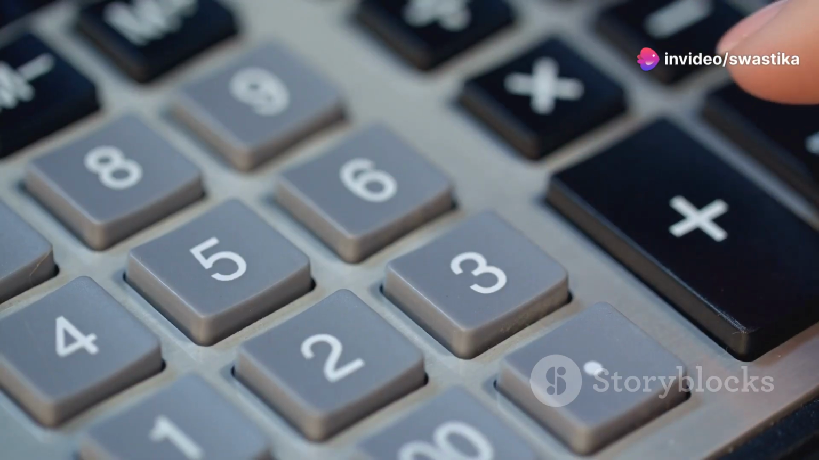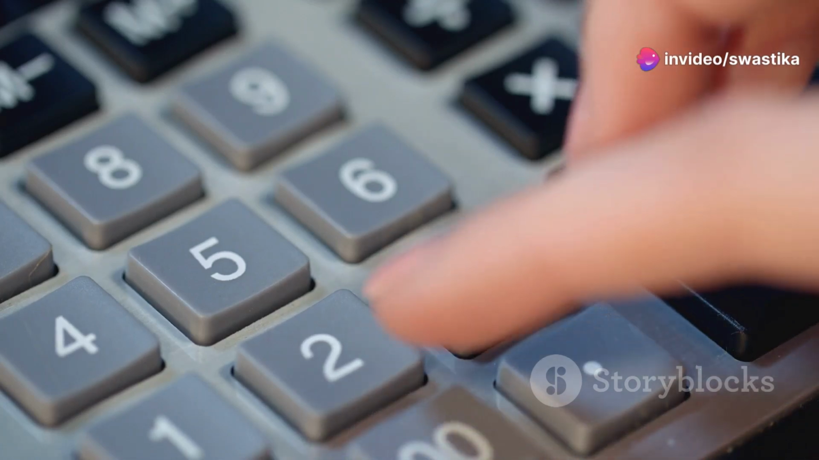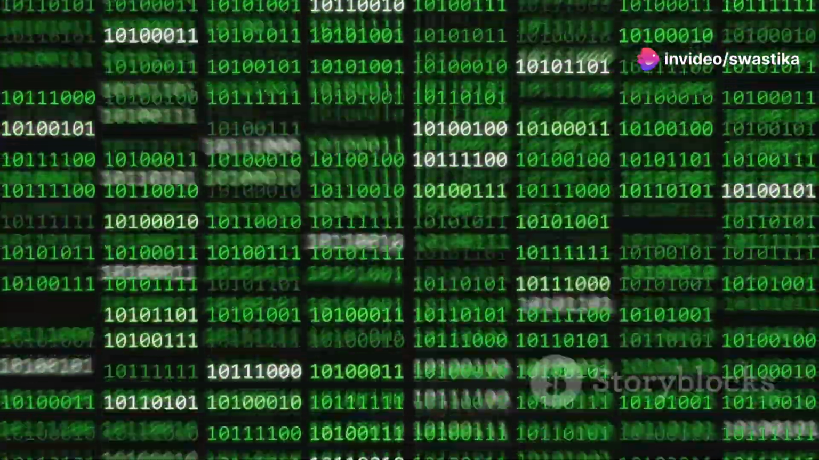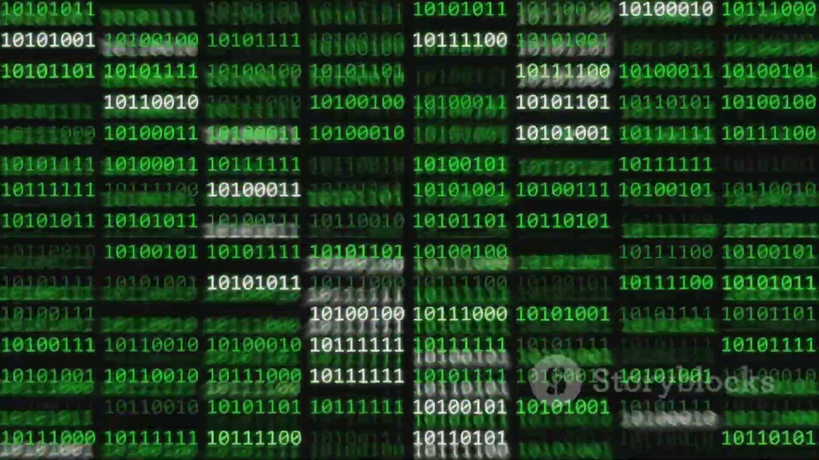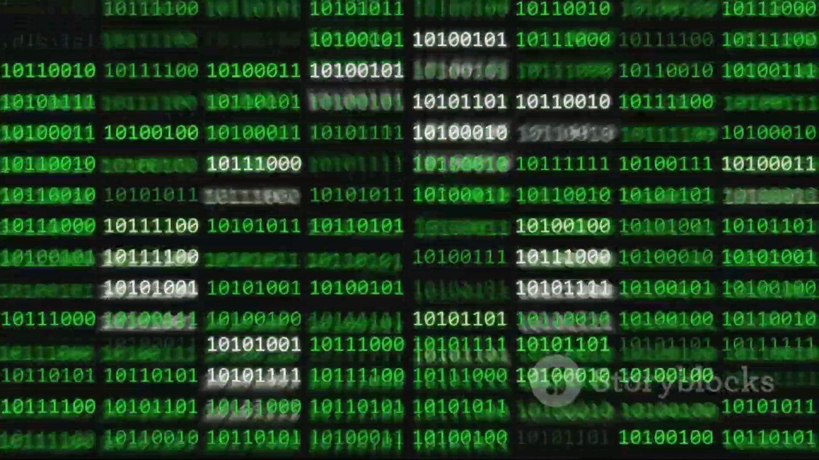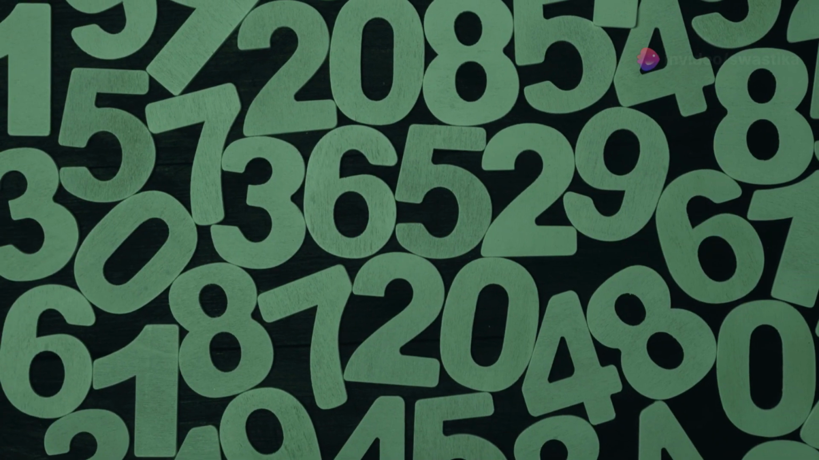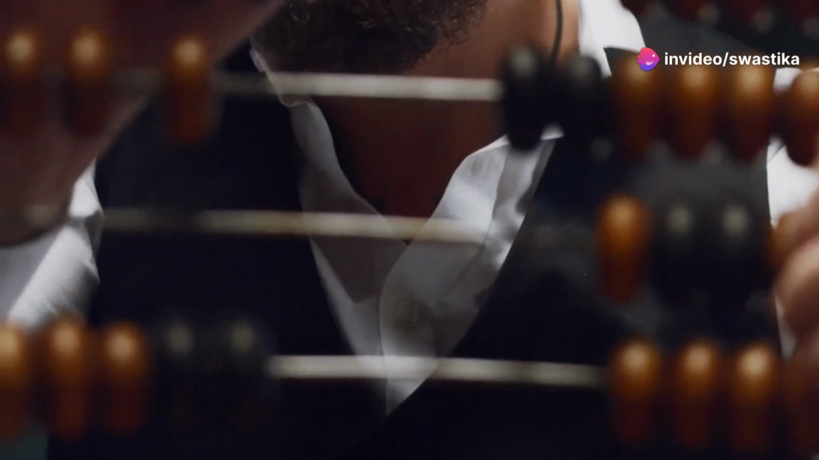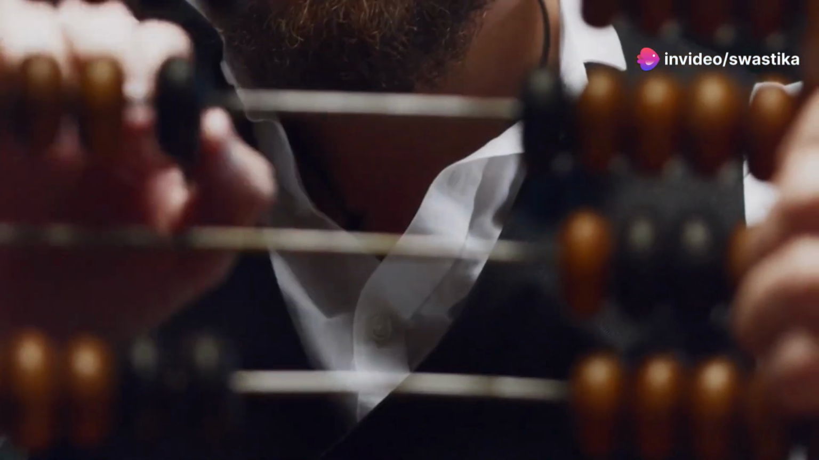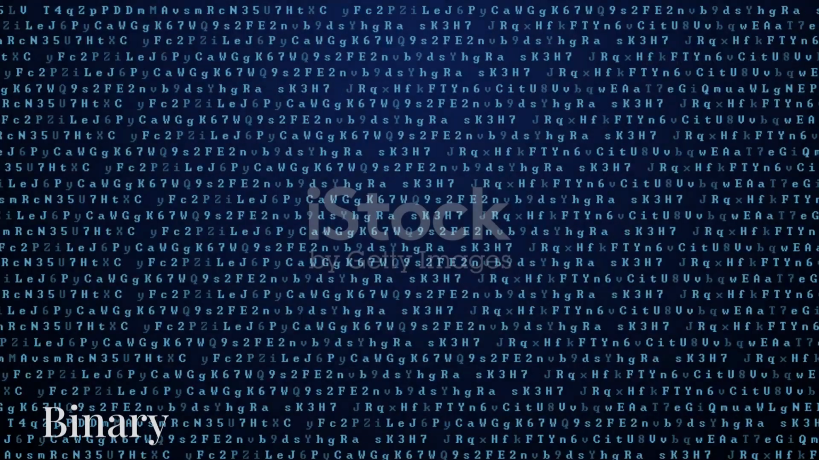Each digit in a decimal number has a place value depending on its position. For example, the number 253 actually means 2 times 100, plus 5 times 10, plus 3 times 1. See the pattern? Each place value is 10 times greater than the one to its right. It's a system that's been used for centuries, and it works pretty well for us humans.